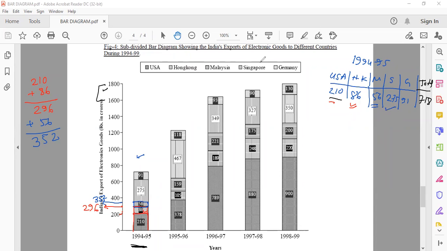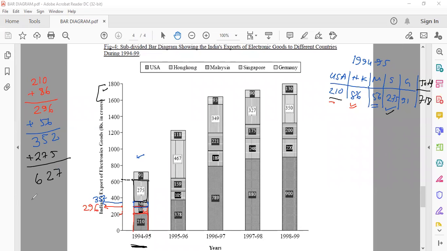After that we get Singapore, 275. Then we add 275 with this. Again, subdivided bar diagram is a little bit calculative. Calculation is needed for making every table. So we go up to 627. This is the point roughly here, 627. Again I draw this rectangle and the height is 275.